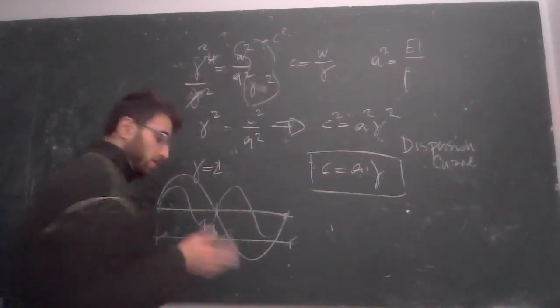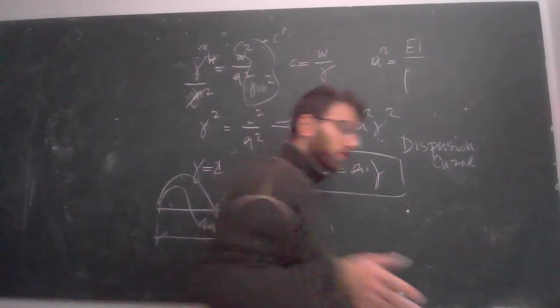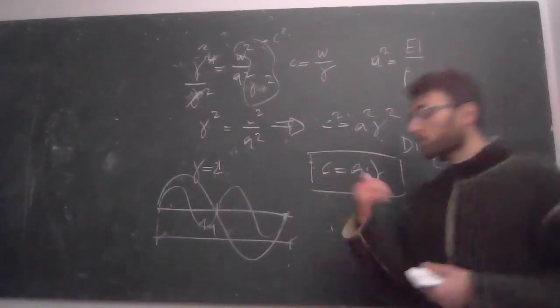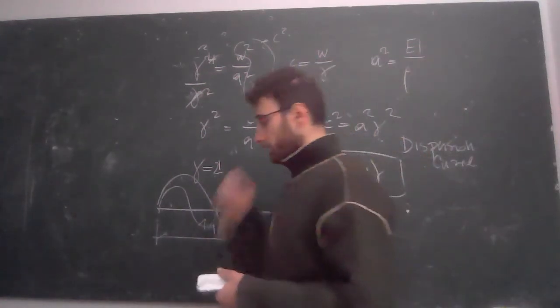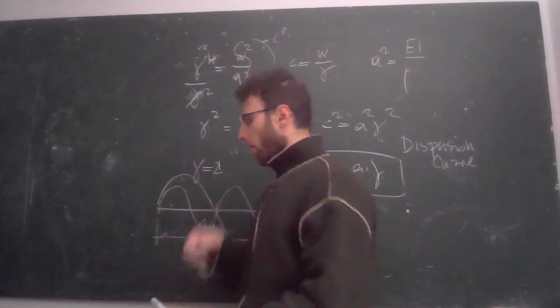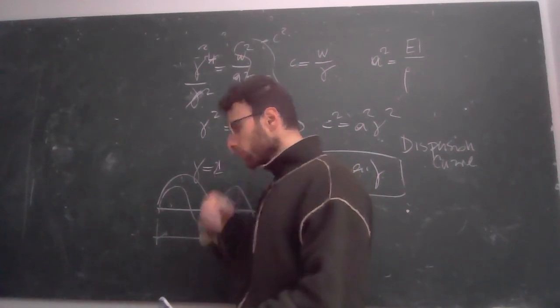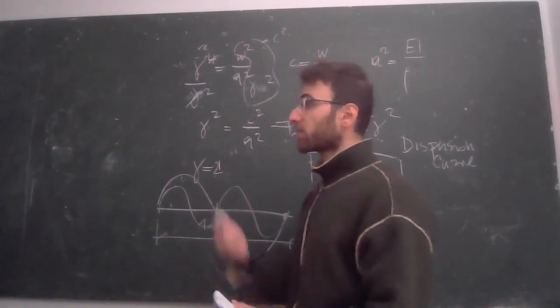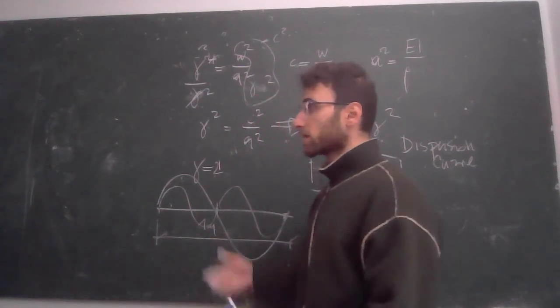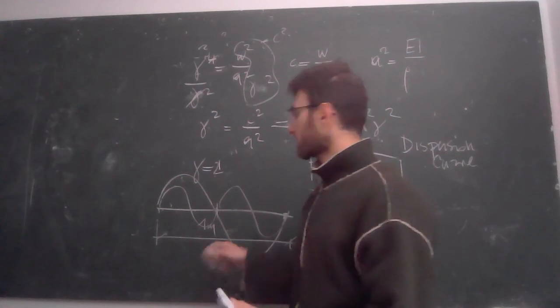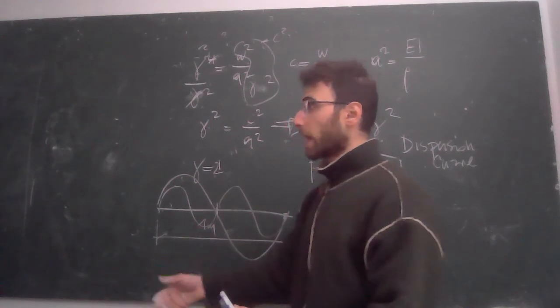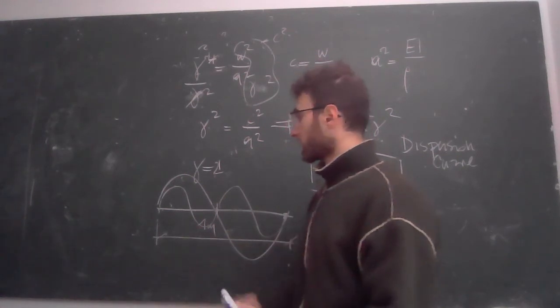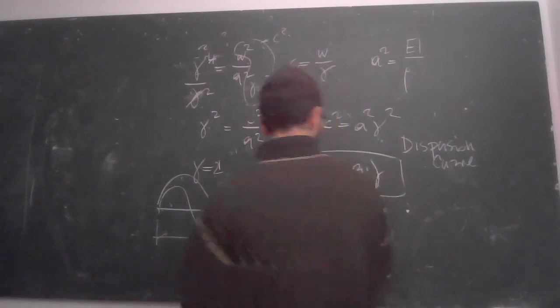This concept is specular to that of a frequency. The frequency is the number of oscillations per unit of time. So how many oscillations do we have in 1 second? Here it is per unit of length. How many oscillations do we have per unit of length?